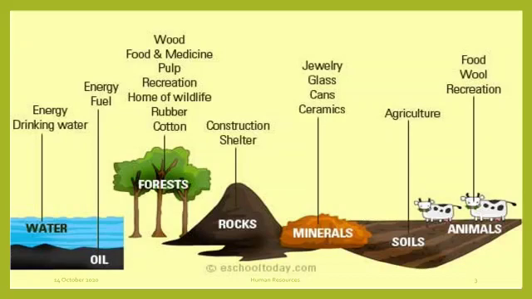The next is minerals. Now minerals we get from inside the earth. They are also used in making jewelry, glass, cans and ceramics. Now the next is soil. We have studied in the previous chapter that soil is an important natural resource. So for all the agricultural activities we need soil. Now the next is animals. We get milk, wool and there are many wildlife sanctuaries and national parks for recreation.